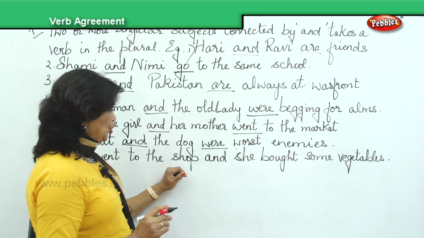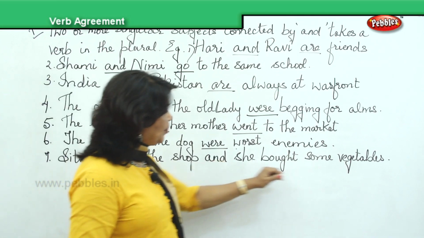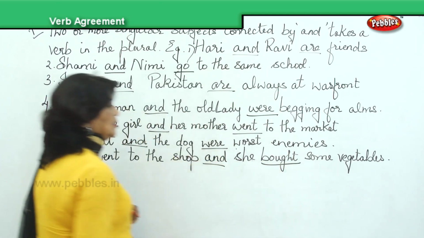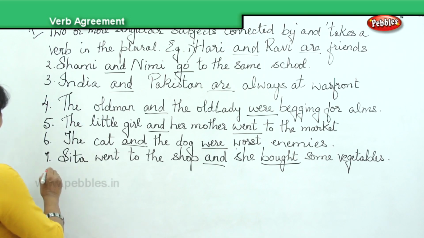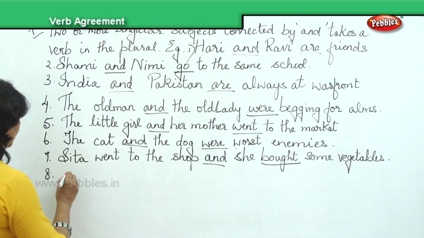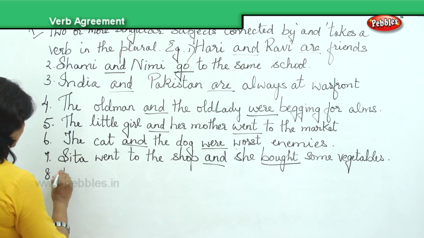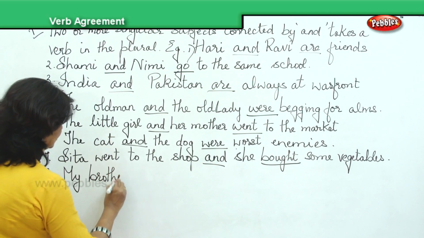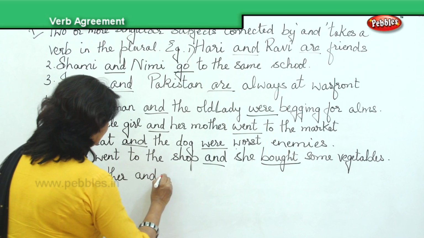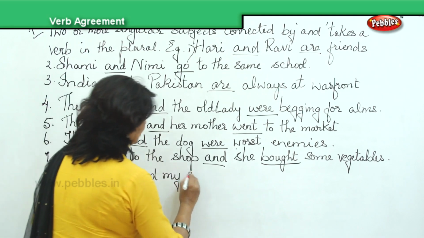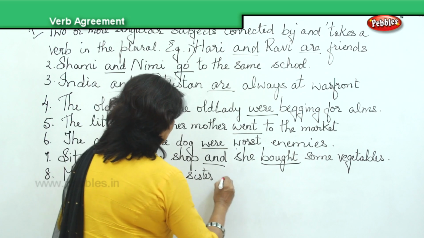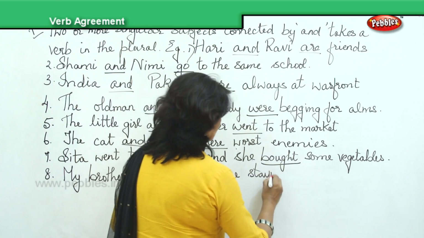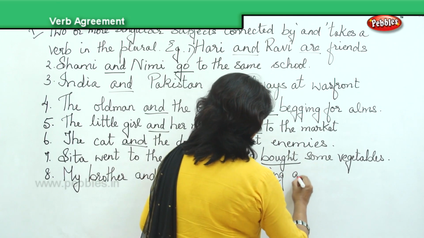Now Sita went to the shop and she bought some vegetables. There are two subjects here connected by and, what is the verb? My brother and my sister are staying abroad.